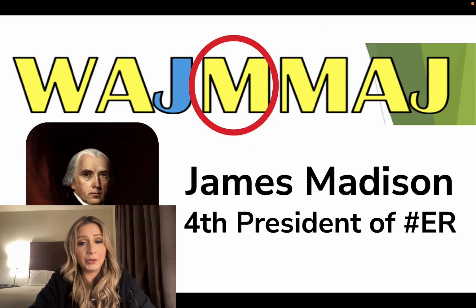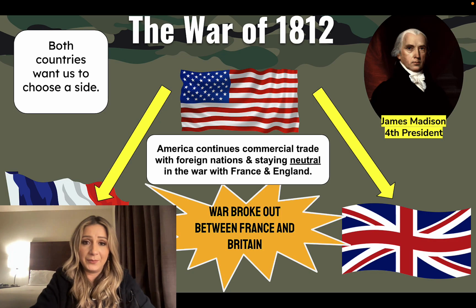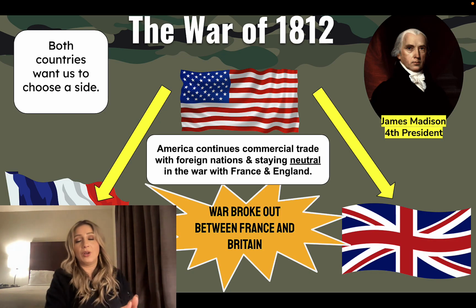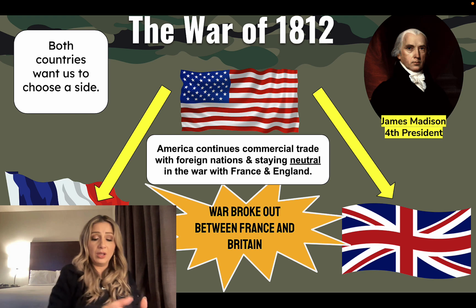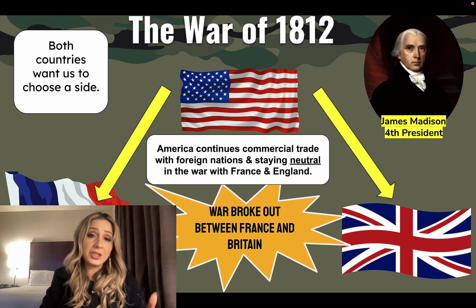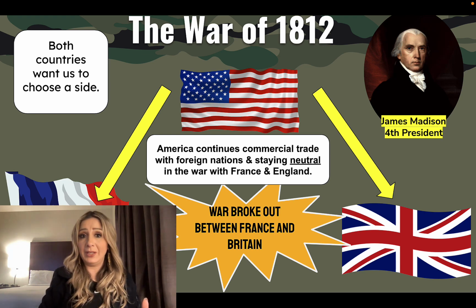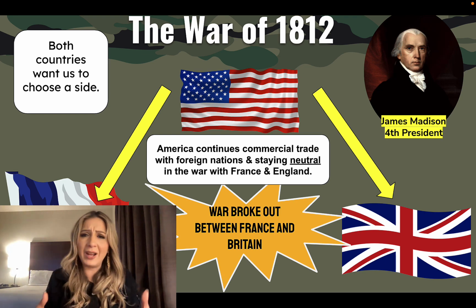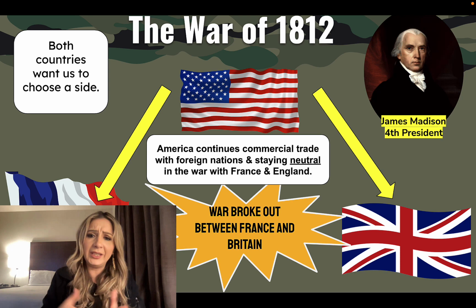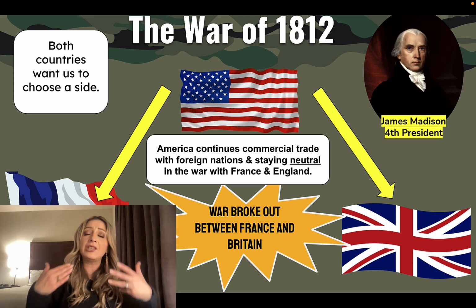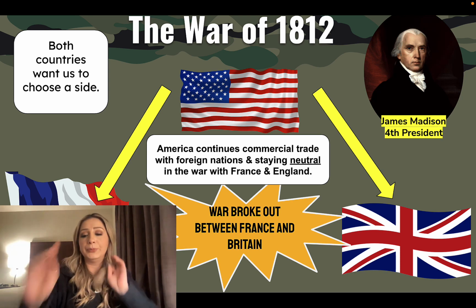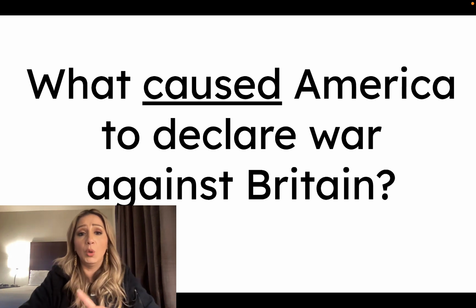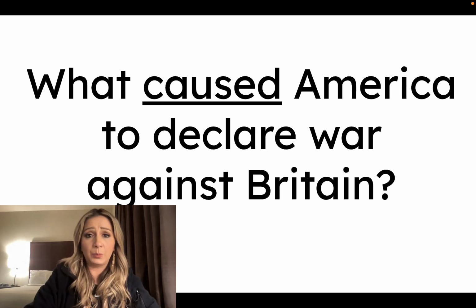So our fourth president is James Madison. And he has been watching as all of this has been transpiring, as all of this has been happening. Washington declaring the Neutrality Proclamation, Jefferson doing the Embargo Act, Britain and France still blocking our U.S. trading ships. And all the while, he is trying to stay neutral. So what caused Madison to finally declare war against Britain?